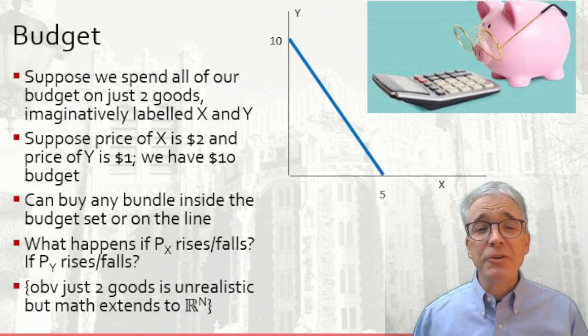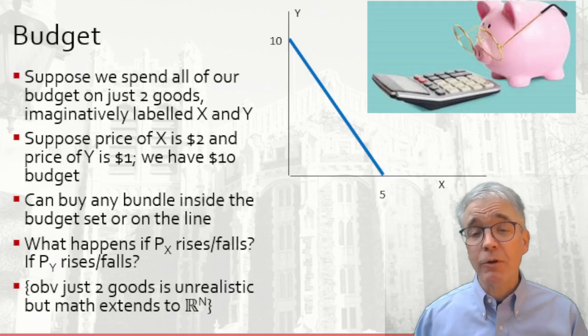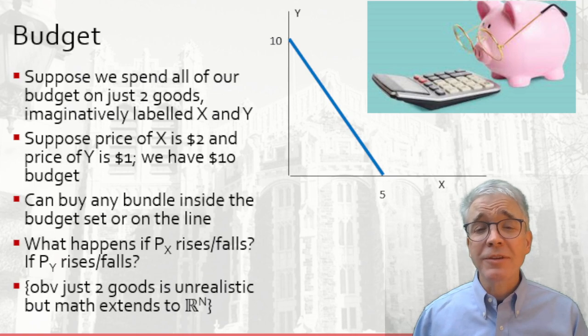We can buy any bundle inside the budget line or right up onto the budget line if we spend all our money. If we only buy Y, then we can buy 10Y and 0X, because zero money left over. That's the point 0 on the X-axis and 10 on the Y-axis. Alternatively, we could spend all our money on X, buy 5 of X because they're $2 a piece, and have 0 left over for Y. That would be the point 5 on the X-axis and 0 on the Y-axis.